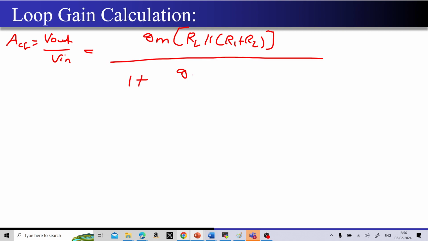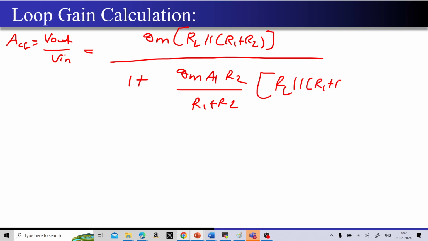Loop gain we have already seen: GM A1 R2 upon R1 plus R2 into RL parallel R1 plus R2, correct? And what did we say? The loop gain is usually much greater than 1. If you look at the DC, it should be around 10 to the power 4 to 10 to the power 5, correct? So we are going to ignore the factor of 1 over here for simplifying the expression.